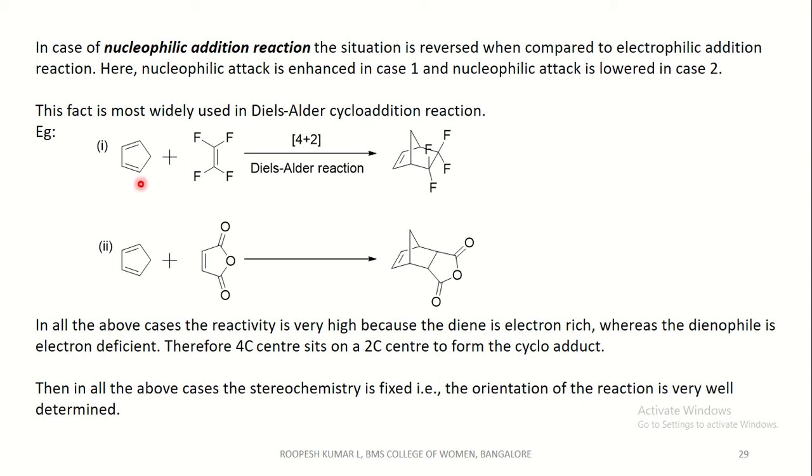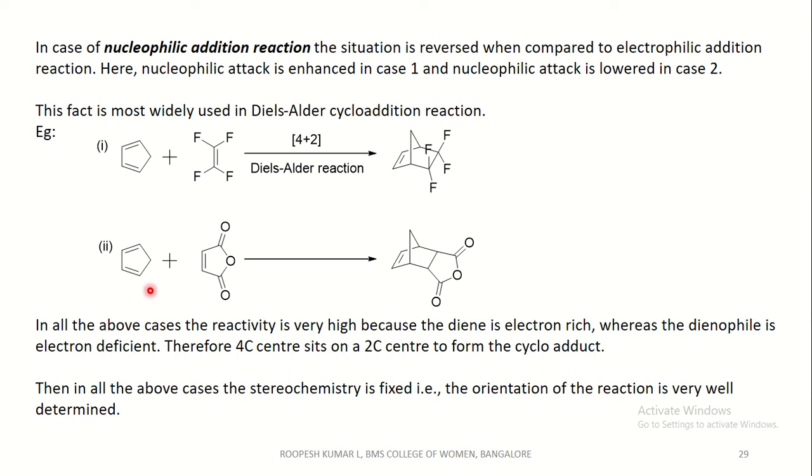That is, this is a pentadiene. Generally it is called a diene. This is the dienophile. These two react, that is a 4 plus 2 cycloaddition reaction. To be specific, it is a Diels-Alder reaction. We get a cyclic product, that is tetrafluoronorbornene.